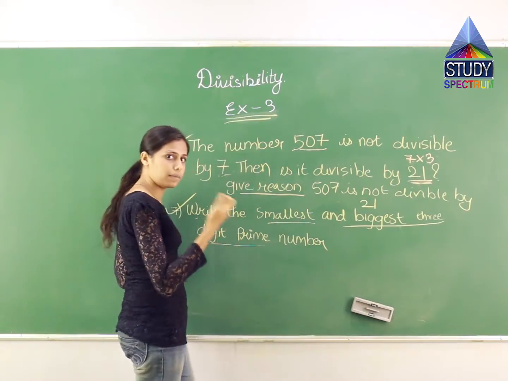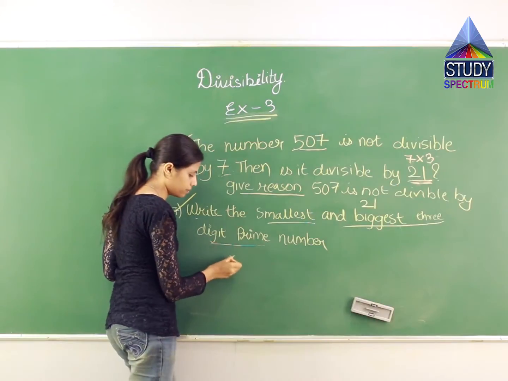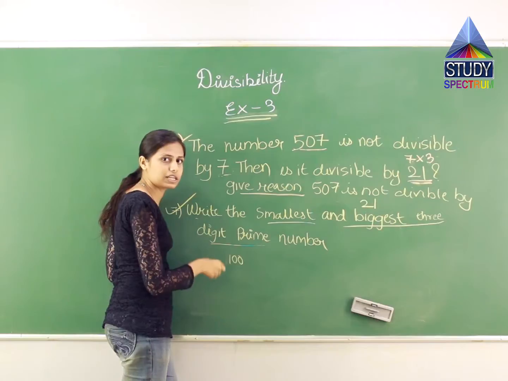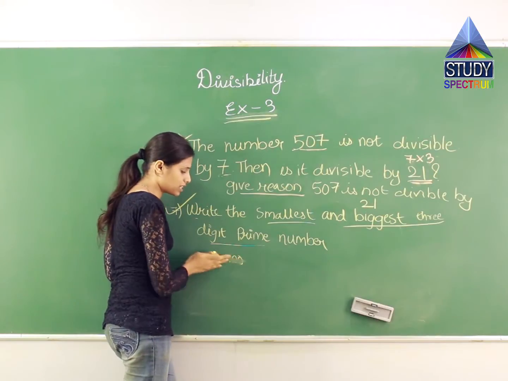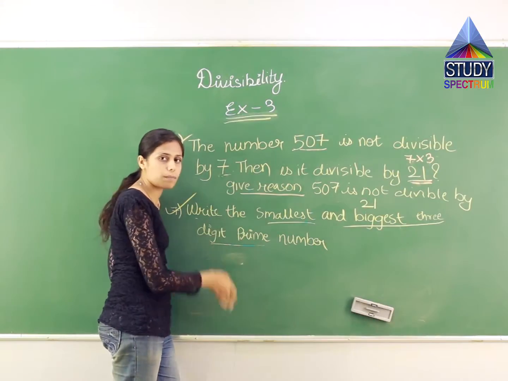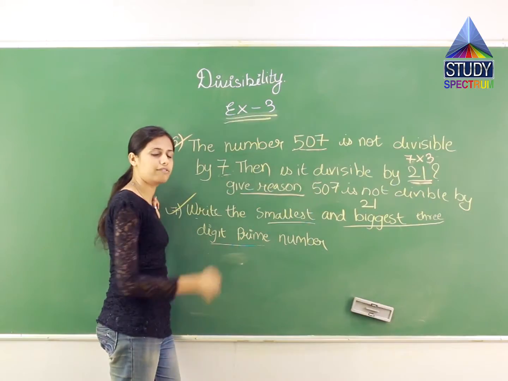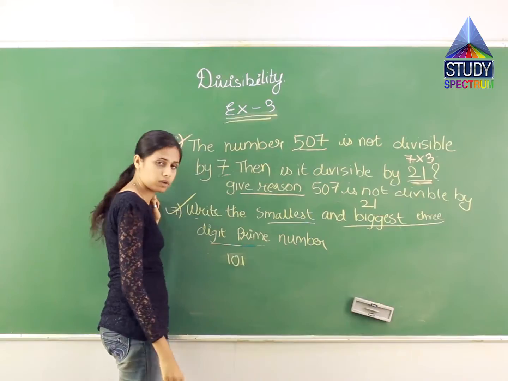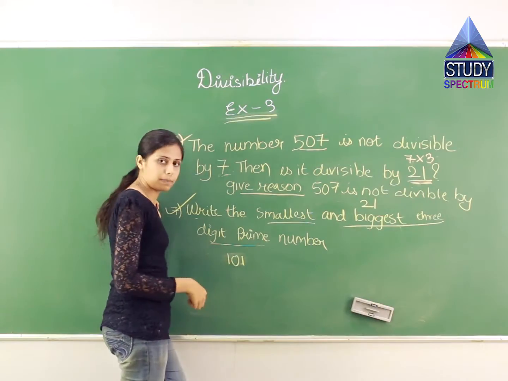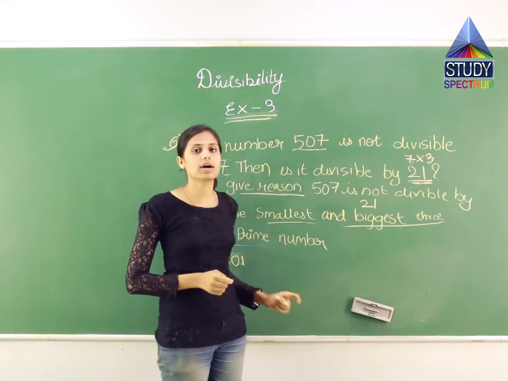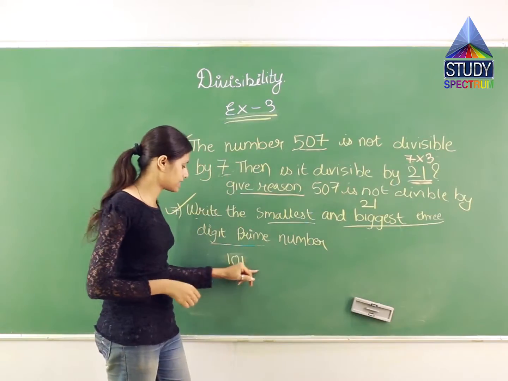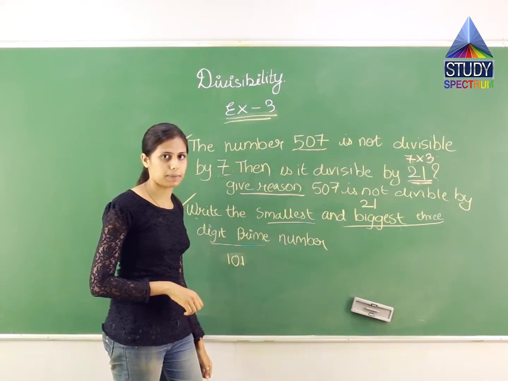Where do 3-digit numbers start? At 100. But 100 comes in the table of 50, of 2, of 5, of 10. It is not a prime number because it is a composite number. So after 100, the next 3-digit number is 101, and we all know it is a prime number. We have learned, right? So 101 is the first, or the smallest, 3-digit prime number.